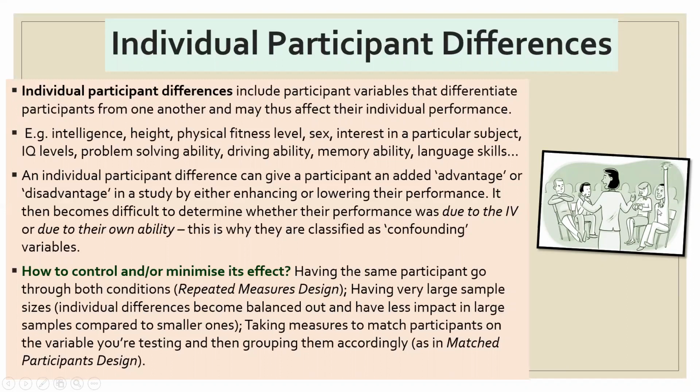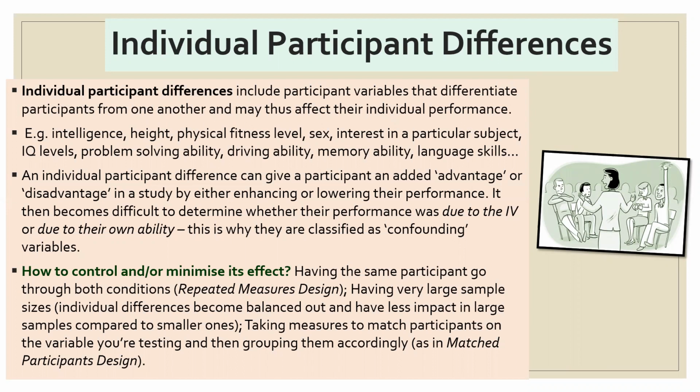Okay, so obviously, because each participant is different, the actual results you get at the end will be quite different as well. And the problem is when participants are completely different from each other, almost like polar opposites, that can lead to a lot of individual participant differences kicking in, which makes it difficult for us to determine, was it the IV or was it their actual individual difference that led to the actual results? Now, individual participant differences are a problem because they can either give participants an added advantage or a disadvantage. And so the individual participant difference can either increase the person's performance or decrease their performance.